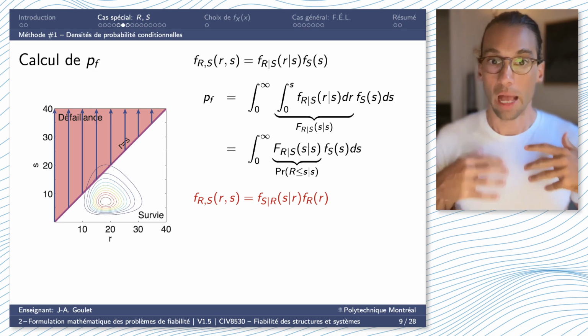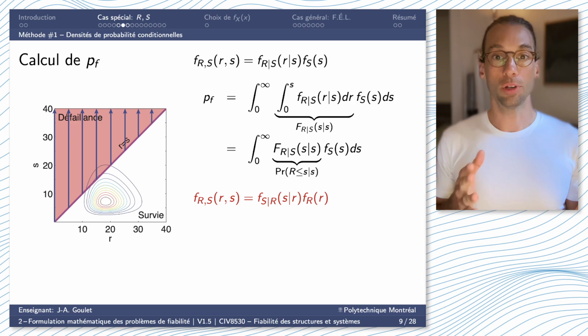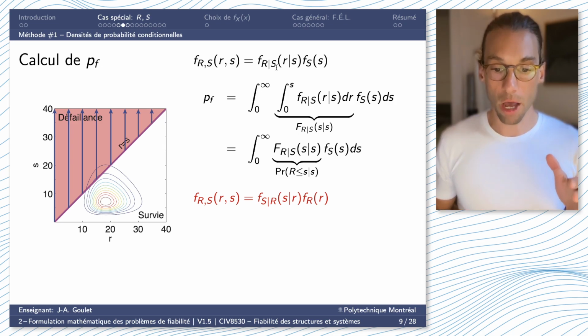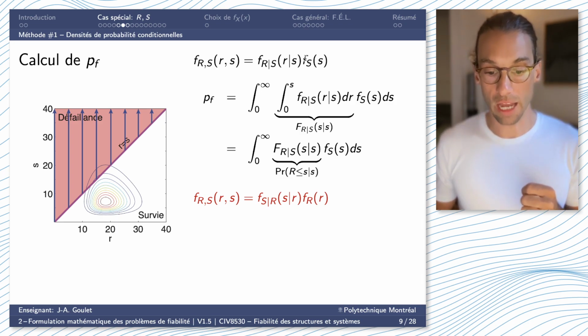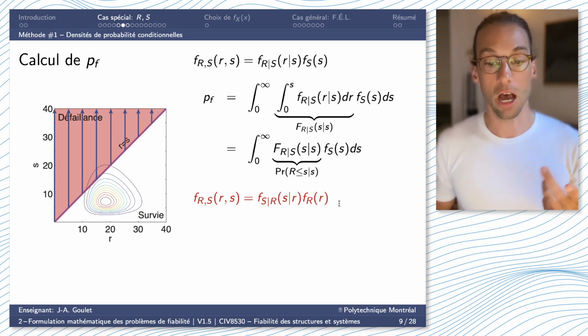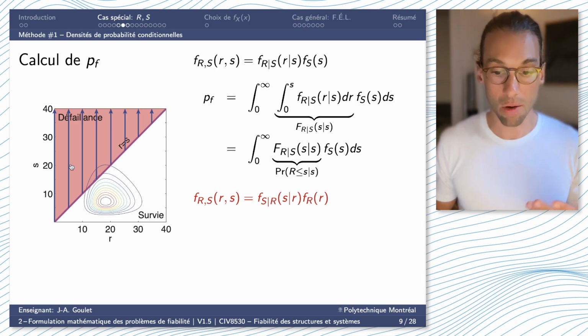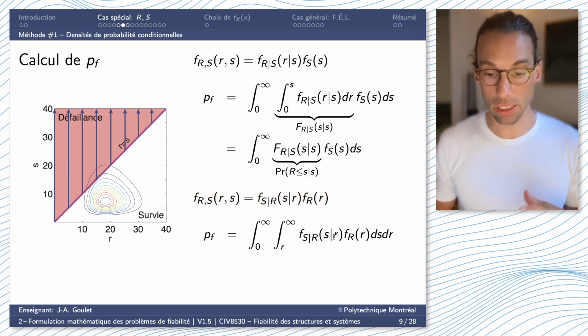But as we saw earlier in our revision module, we can model a joint probability density by a conditional times a marginal, but there are two ways to do it. Either it's R given S, or it's S given R times the marginal probability density of the resistance. Okay, so now we're going to flip the problem. We're going to still integrate, but with respect to this decomposition, so that we're going to have vertical slices.